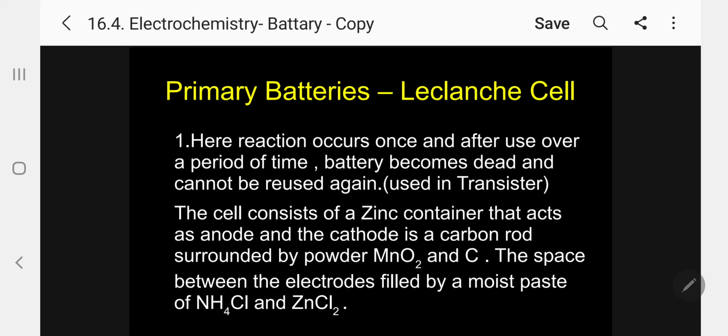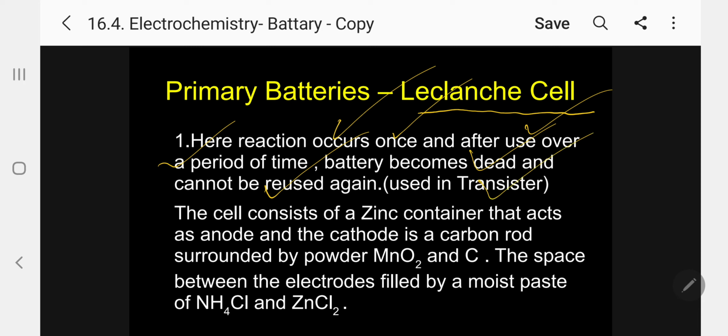What are primary batteries? Under this, the Leclanche cell is a specific example. In all primary batteries, the reaction occurs once, and after use over a period of time the battery becomes dead and cannot be reused again. So once used, these batteries, we have to throw out. Example: the cells that are used in transistors.